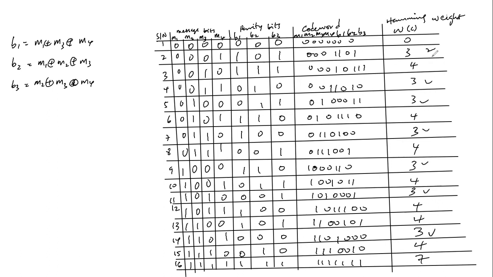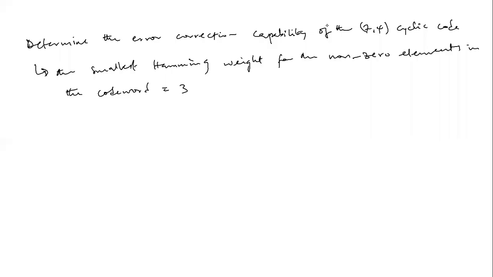So if we had a Hamming weight of 2, that would have been the smallest. We can't use 0 because we're looking at non-zero elements, okay? So this is 4, this is 4, this is 4, this is 4, this is 4, this is 4, this is 4, this is 7. So the smallest Hamming weight is 3. Good. Hence, since the smallest Hamming weight for the non-zero elements in the code word is 3, the minimum distance, d min, will be equal to 3.